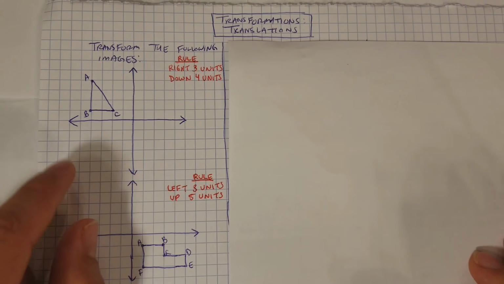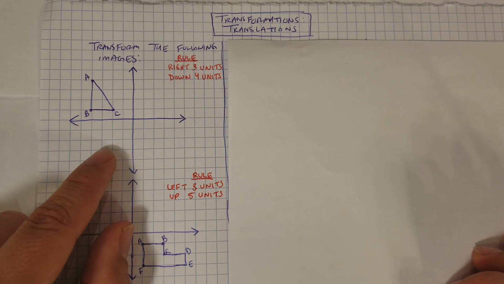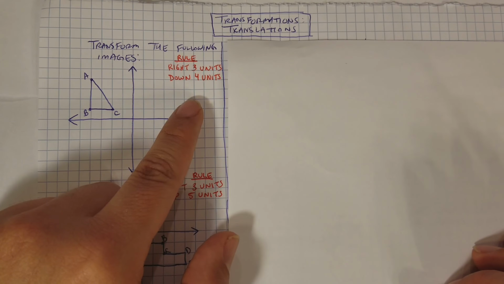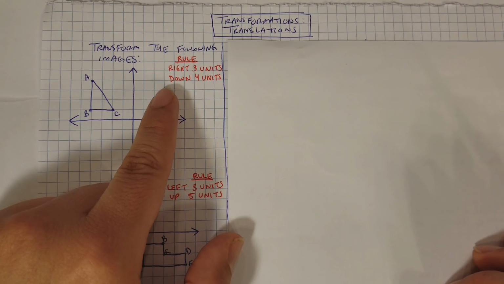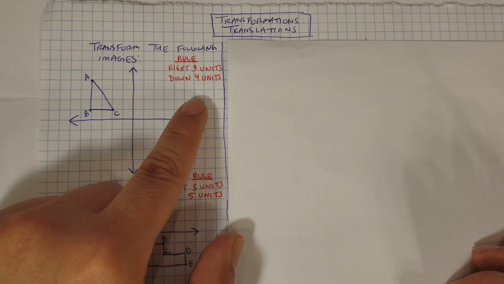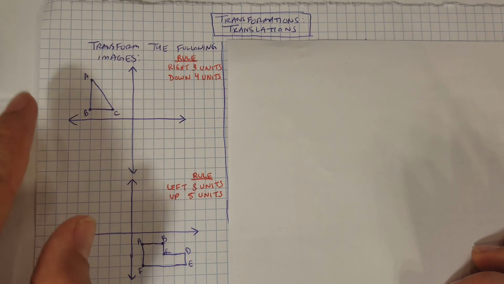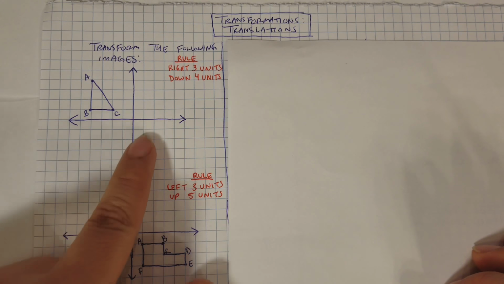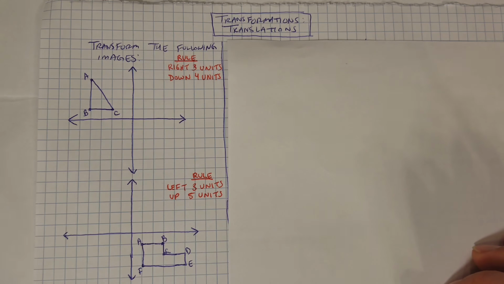they tell us. So in this case, we have a shape, triangle ABC. And they want us to move every single point to the right 3 units and then down 4 units. So that's called a translation or a slide. You're sliding the points to the right 3 units and then down 4 and then letting it go. What would that shape look like?